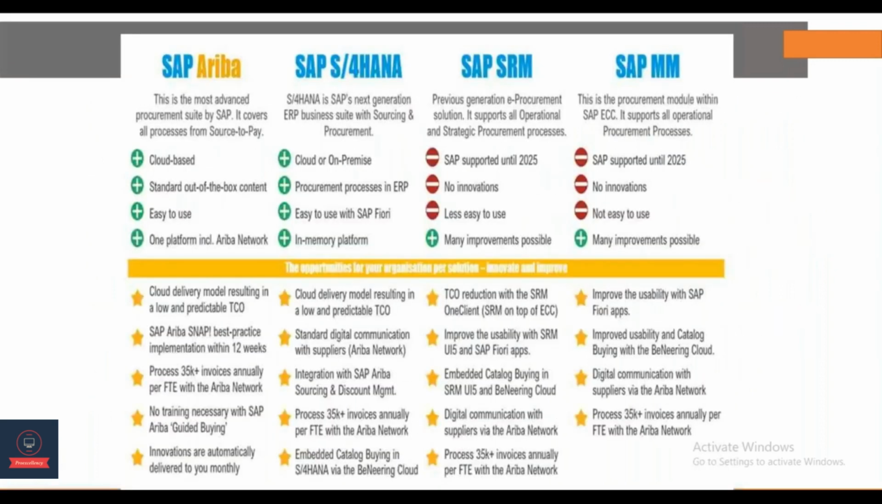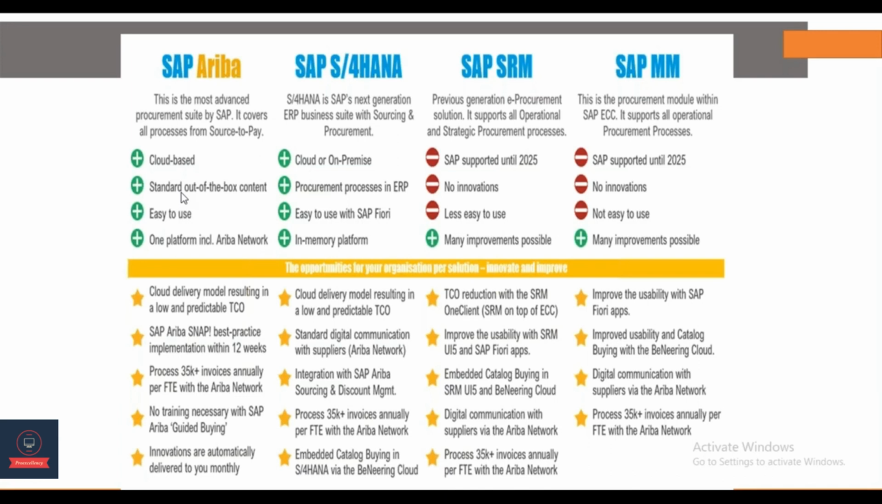Now let's have a quick comparison between the different products. In this slide, I have added SAP Ariba products and products in SAP, such as S4HANA, SAP SRM, and SAP MM as well. If you see SAP Ariba, it is a completely cloud-based solution, as I said. So there are no on-premise options, and Ariba mostly offers standard out-of-the-box content.